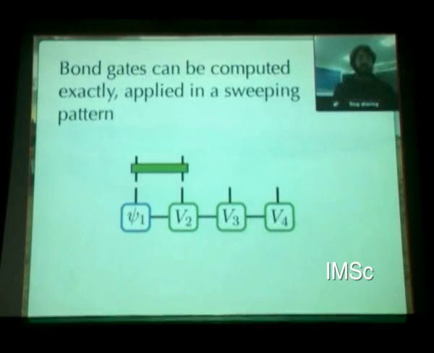So there's no error at that point. Once you apply the gate, you can think of it as fusing these two tensors together, and you just get a single tensor now at one bond. If you'd please advance, it will show that single tensor.